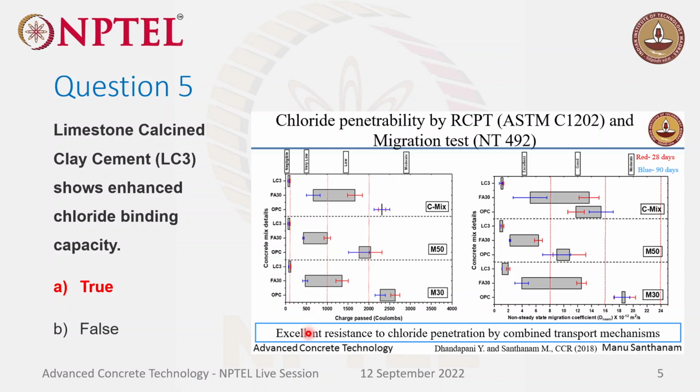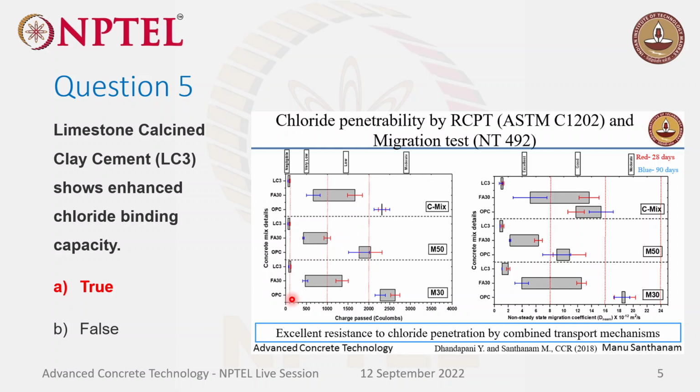So it has excellent resistance to chloride penetration by combined transport properties, because the reason majorly is the reactive alumina from metakaolin. Particularly, metakaolin has both reactive silica as well as reactive alumina. So this reactive alumina binds with the chlorides from the environment and forms Friedel's salt, which is a similar phase to AFm and AFt. It is a non-expansive salt, so it does not cause any damage to the system.